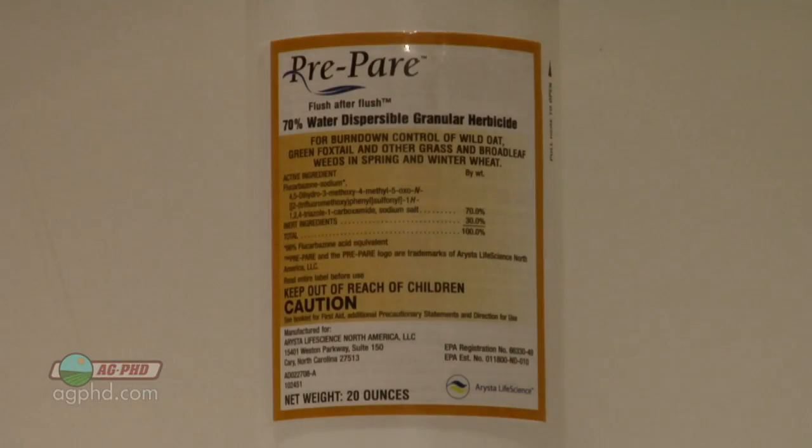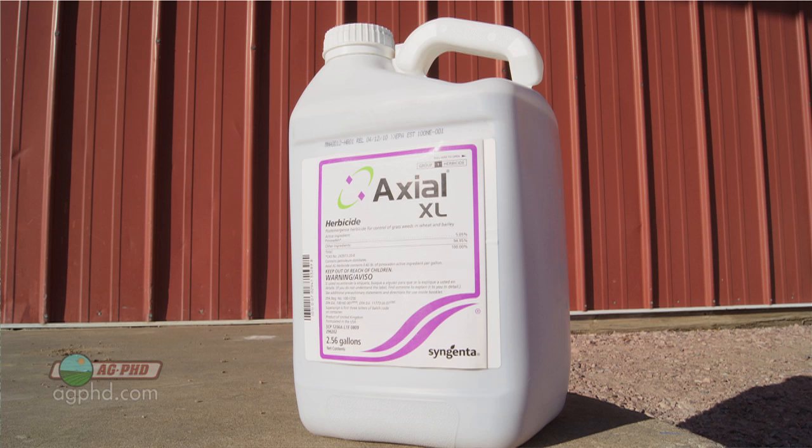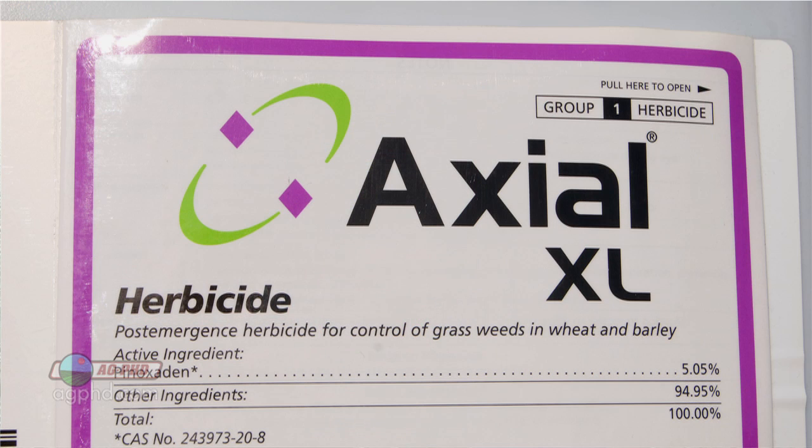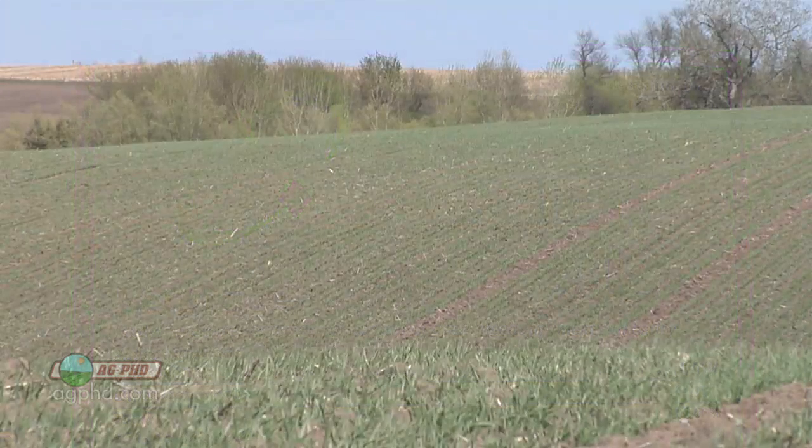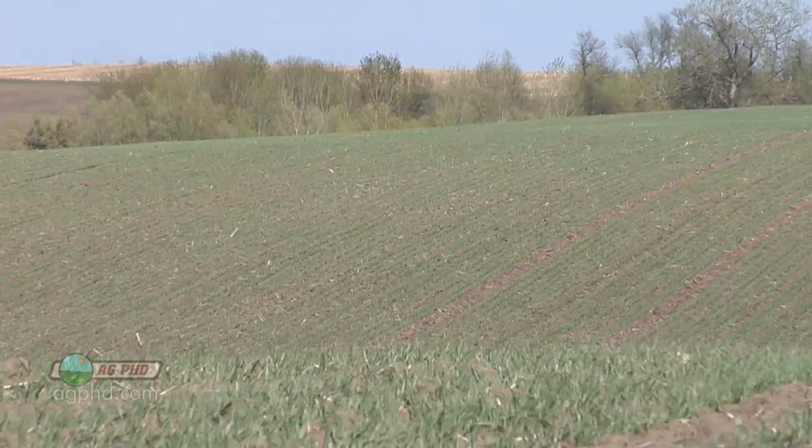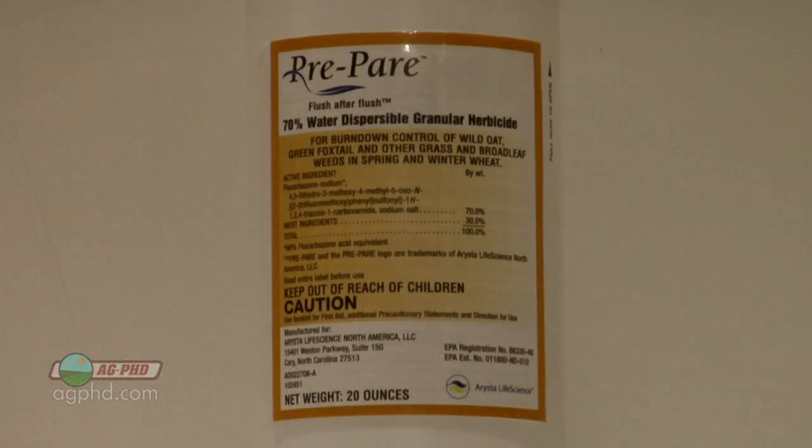Well, the thing I like, Brian, is when we're thinking about Prepare as an ALS product, for a lot of guys, they're using post-emerge products like Axial, for example. It's an ACCase inhibitor, so it's a different mode of action. So now we've got two different modes of action going out there against our grasses. And this is really important because we're seeing some ACCase resistance spreading in wheat growing areas. So it's nice having that ALS herbicide in there as well, so we take two shots at the grasses.